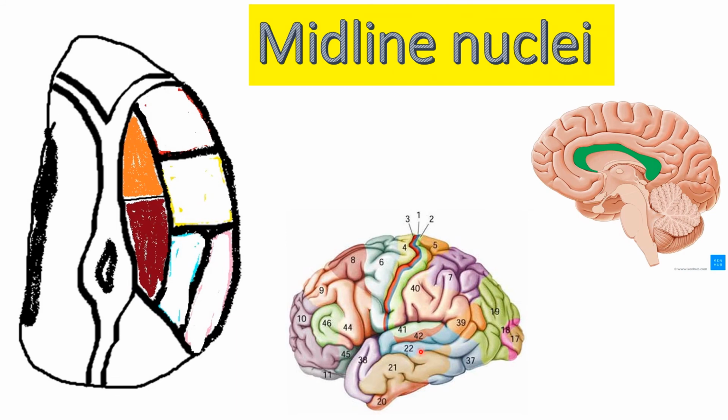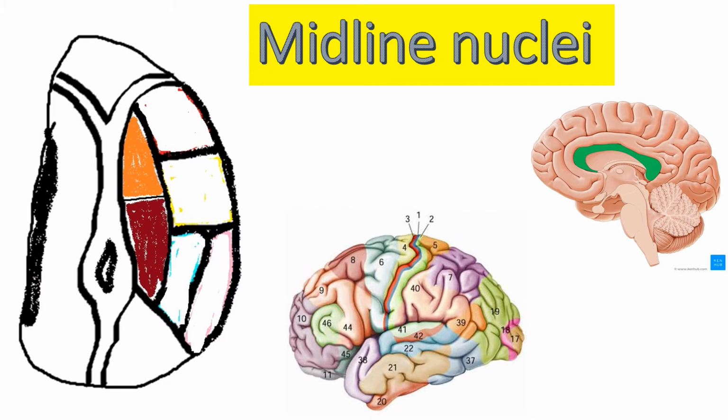Midline nuclei are scattered groups of nuclei in the periventricular region and in the interthalamic adhesion, involved in the regulation of visceral activities. I am showing you the midline nucleus location over here. The midline nuclei are connected with the hypothalamus and with the dorsomedial and intralaminar nuclei of the thalamus. So just remember that it is connected to the intralaminar nucleus.